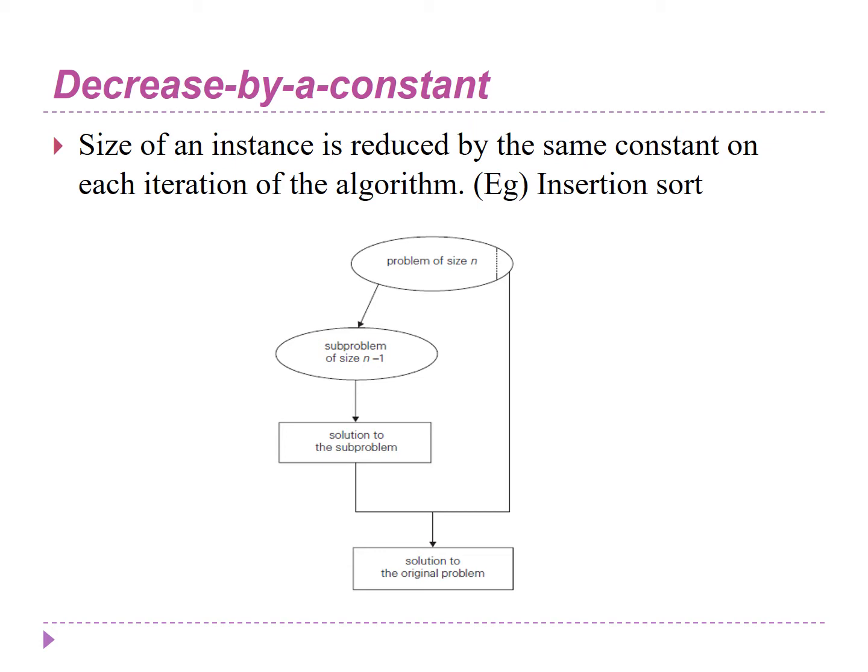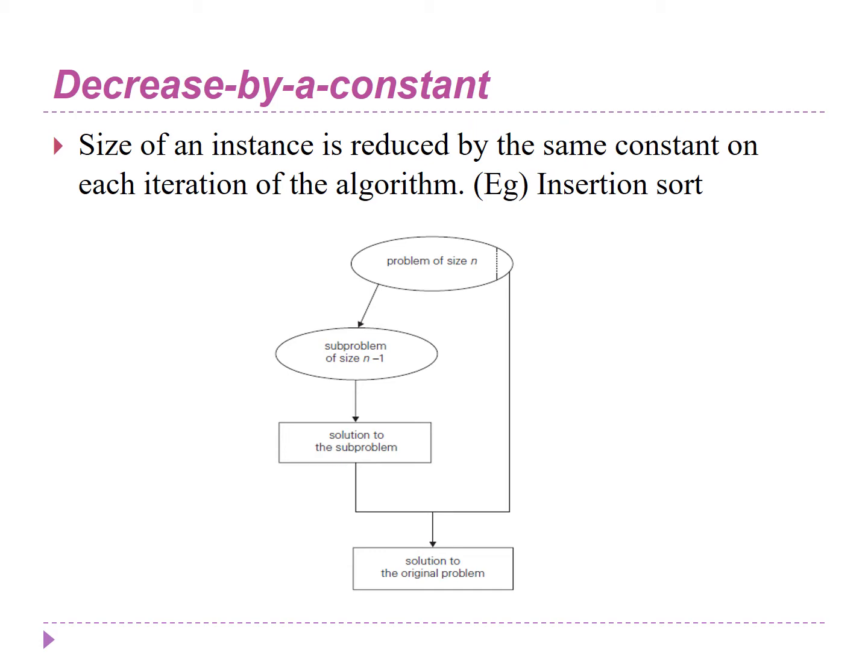Given here is the flow graph of decrease by a constant technique. The problem size of n is taken initially. At each iteration, this problem size is reduced by a constant 1. At the first iteration, the subproblem of size n-1 is considered. Then the solution is found to the subproblem of size n-1. The second iteration continues with the subproblem of size n-2, and the third continues with the subproblem of size n-3. And finally, all these solutions are combined to get the solution to the original problem.